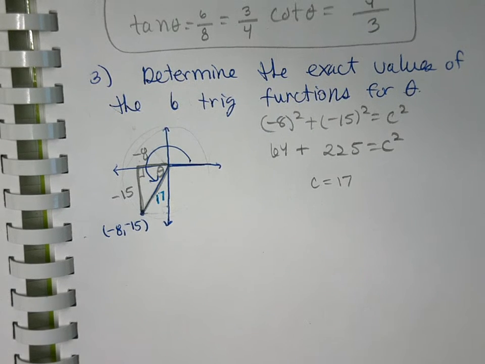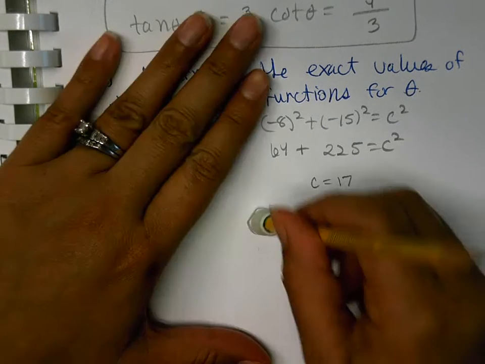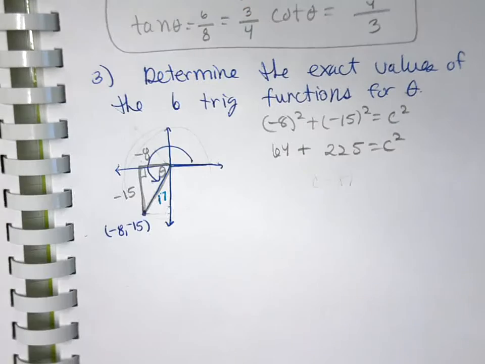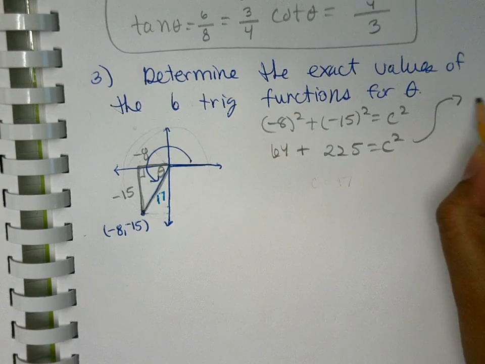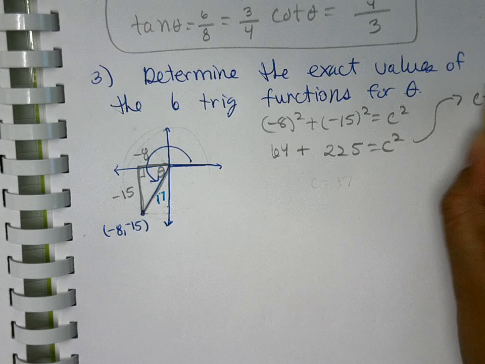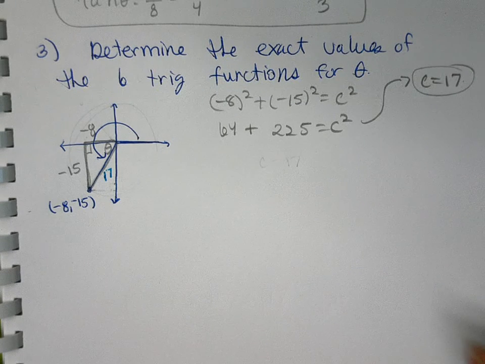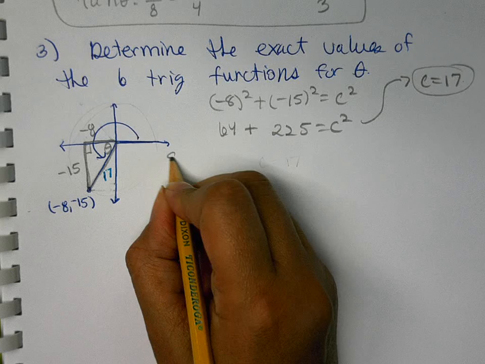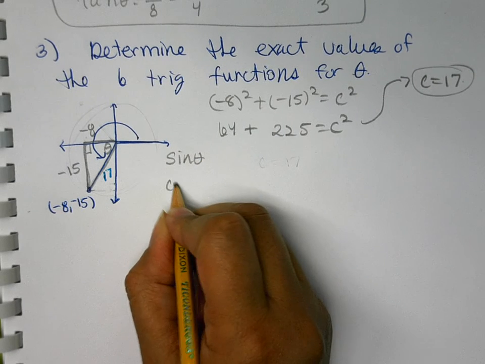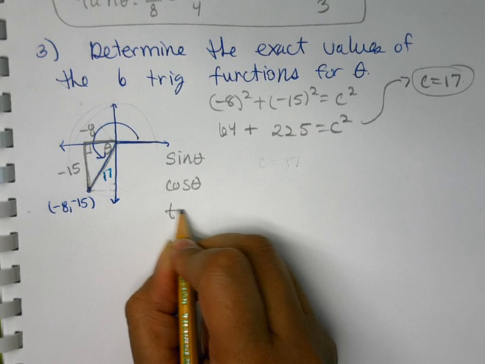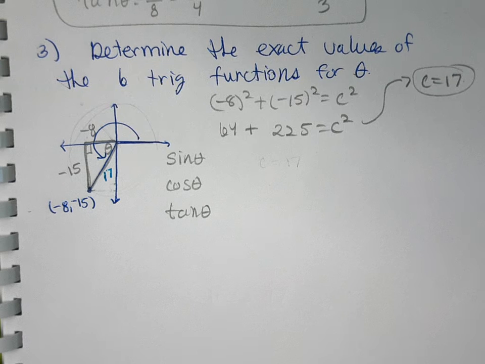Is 17 my final answer? Yes. Am I done with the problem? Not with the problem, but we know how much c equals. Do we now have enough information to find the 6 trig functions? Yes. Okay, sine theta, cosine theta, and tan theta. I'm going to have you go ahead and do that now, and the reciprocals.